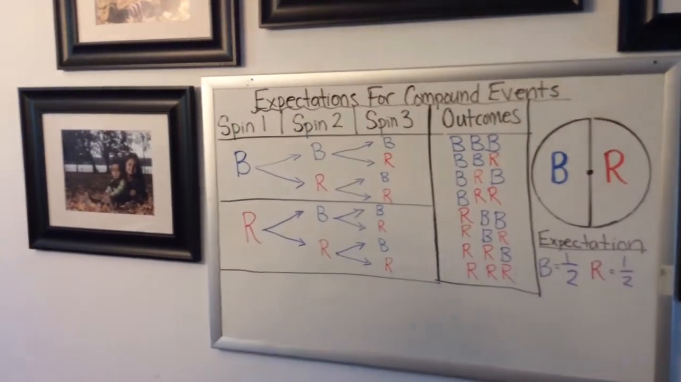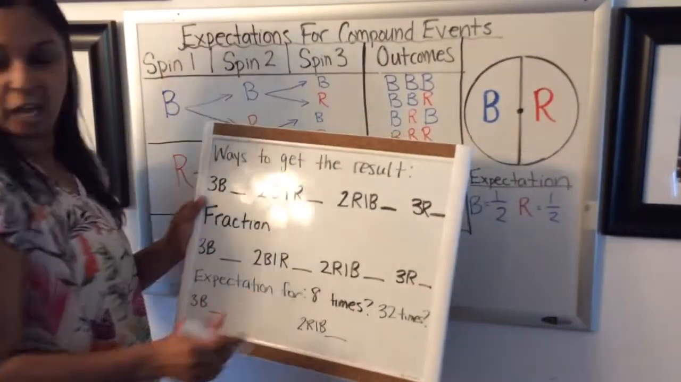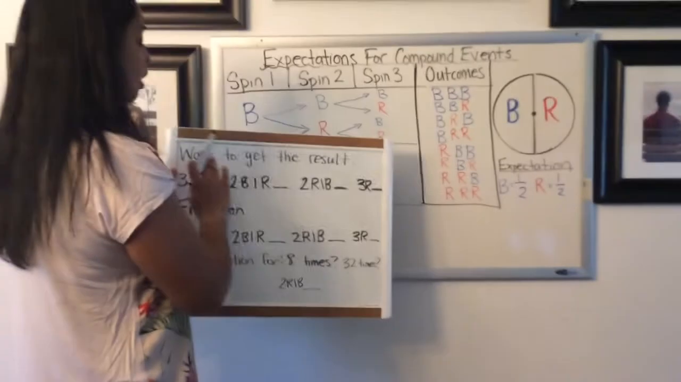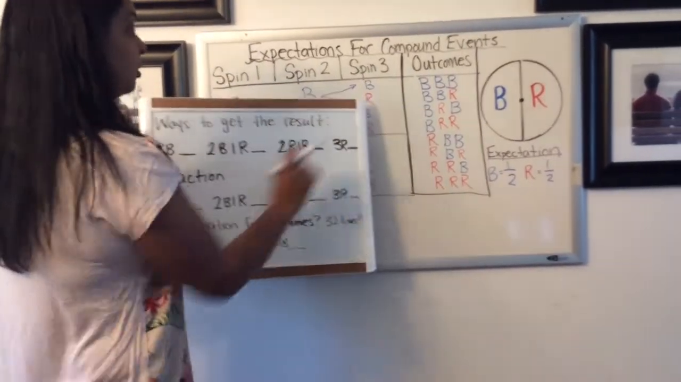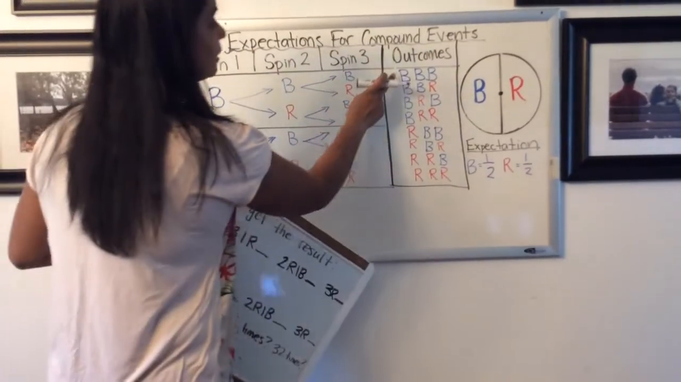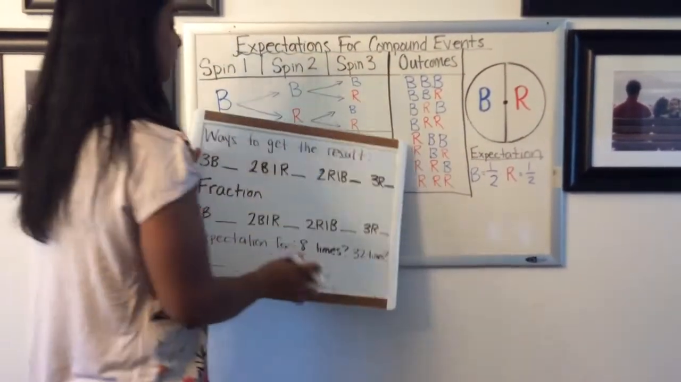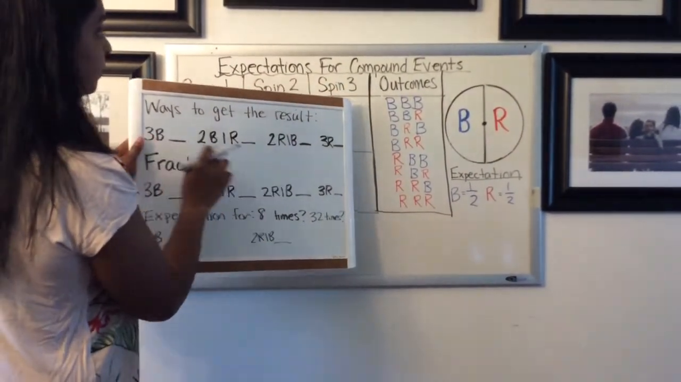So let's have a look here. I've written down a couple of questions that are similar to what you're going to see in your book. So it's going to ask you something like, how many different ways are there to get each result? And they'll give you a list of results. So we can see that there are 1, 2, 3, 4, 5, 6, 7, 8 different outcomes that we could have gotten. How many of them are 3 blues?